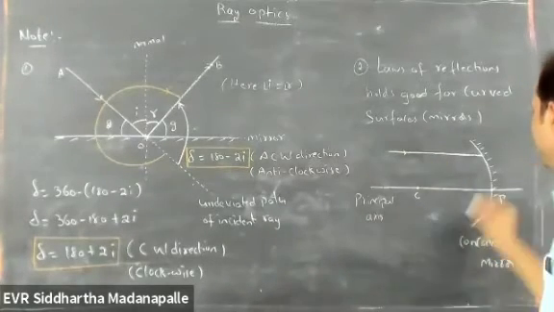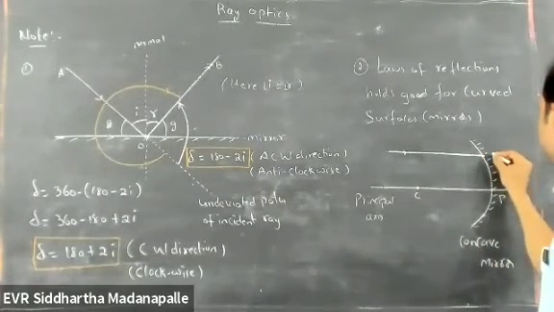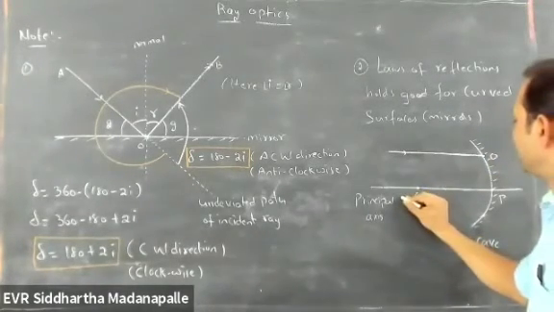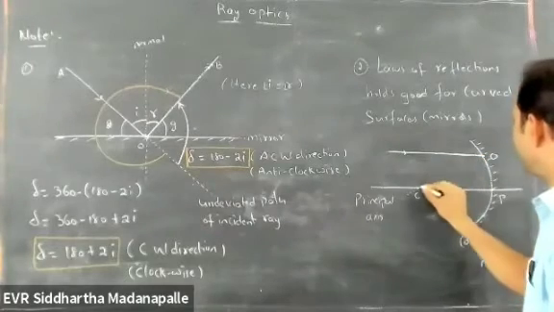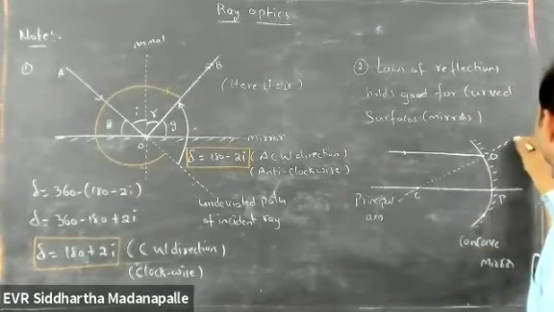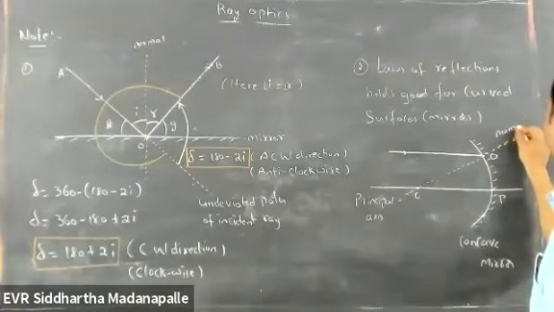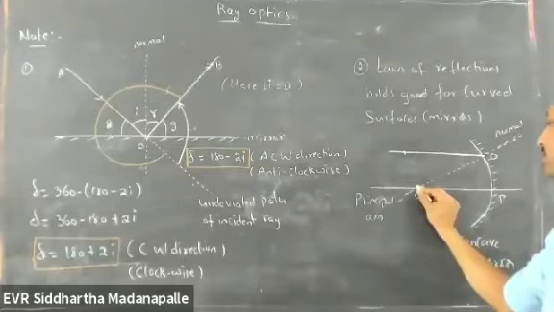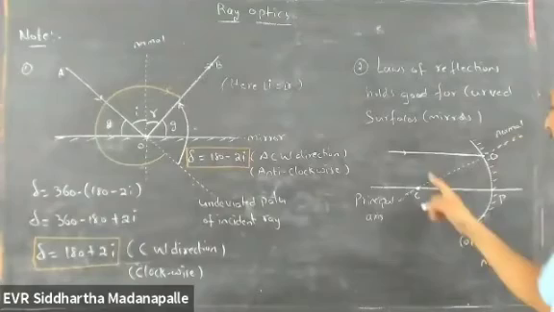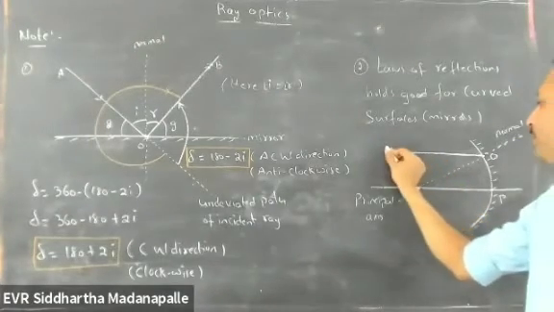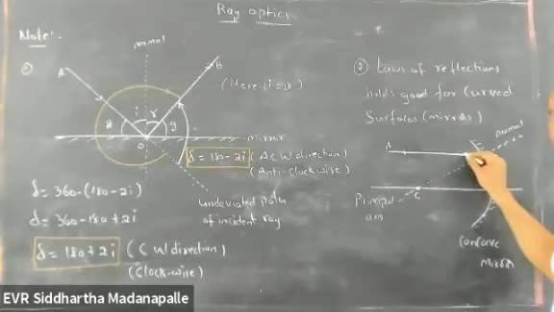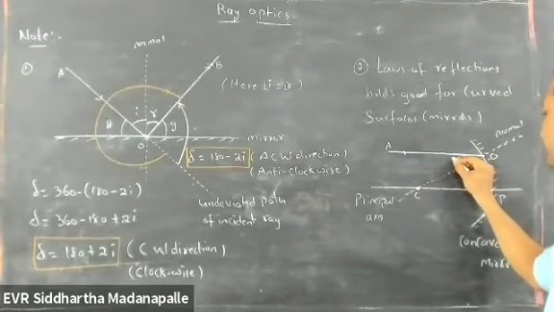So this is the incident ray here, and this point is the point of incidence. Let us consider O is the point of incidence. In the case of spherical mirrors, the normal is a line passing through the point of incidence and the center of curvature. So this is the normal. The line should pass through the center of curvature and the point of incidence. Now what is the angle of incidence here? AO is the incident ray. The angle made by the incident ray with the normal is known as the angle of incidence.